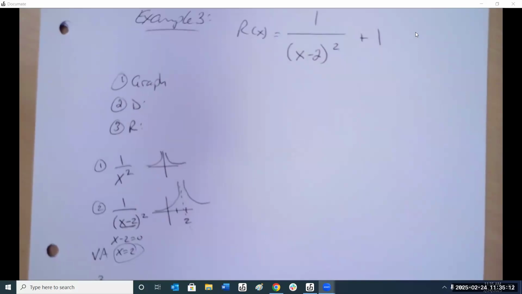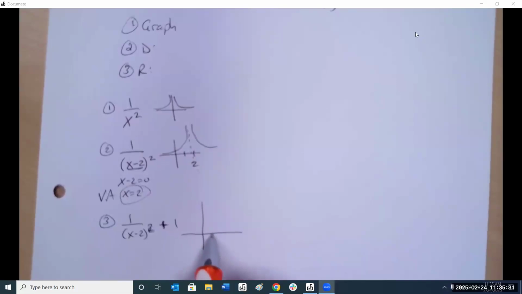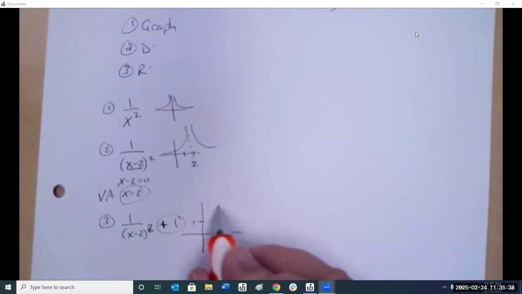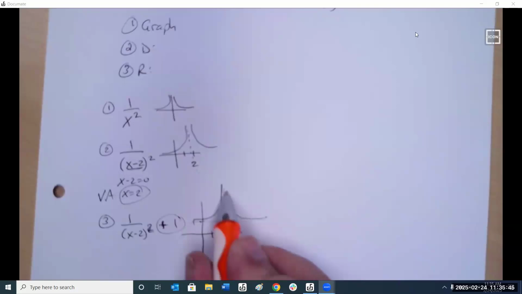What's the third transformation? We have 1 over x minus 2 squared plus 1. The plus 1 is happening outside the function. If it's happening outside of the function, what does that mean? It's a vertical shift. So we go 2 to the right, and then this one says go up 1. This is my new origin. The graph looks like this.